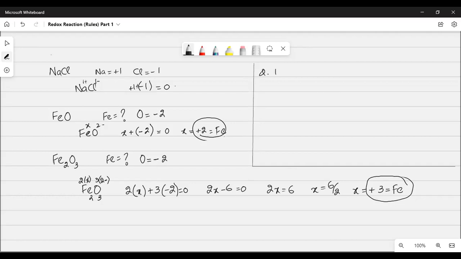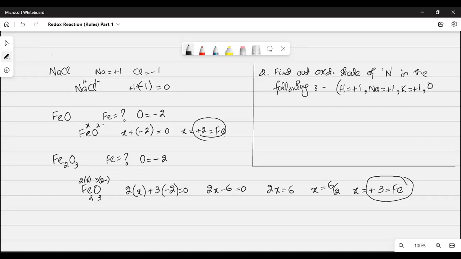Okay, so your question is: find out the oxidation state of N, which means nitrogen, in the following. Now for your reference, I'm going to tell you that hydrogen is going to be +1 in both cases. Sodium is also going to be +1. Potassium is also going to be +1 in the upcoming questions, and oxygen is going to be -2, right?